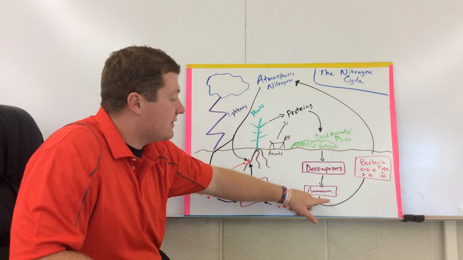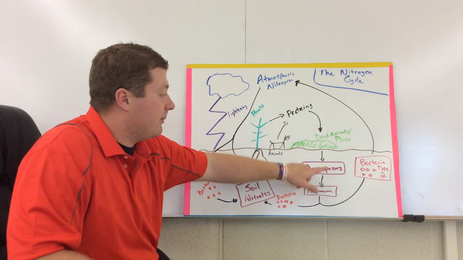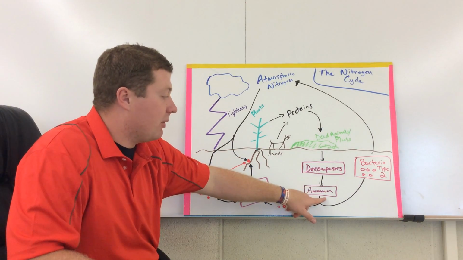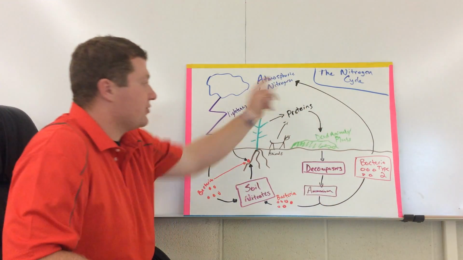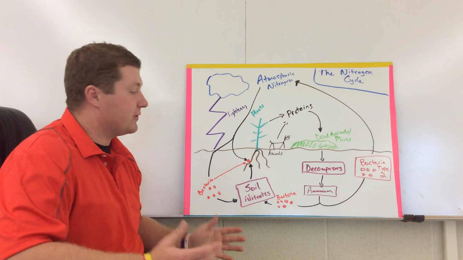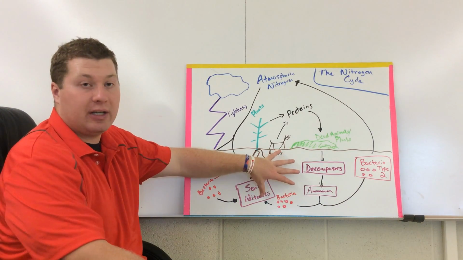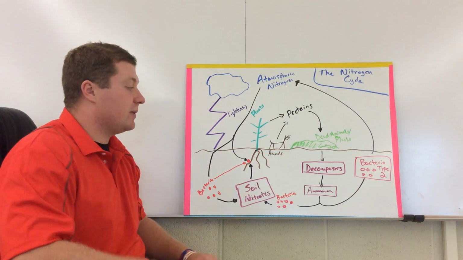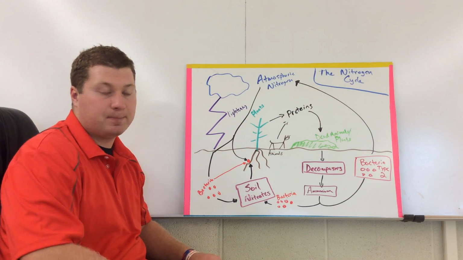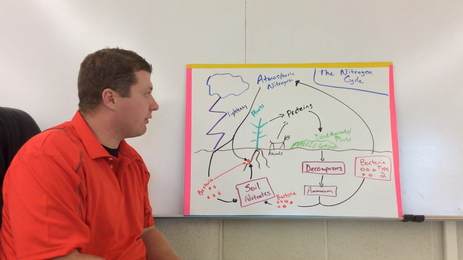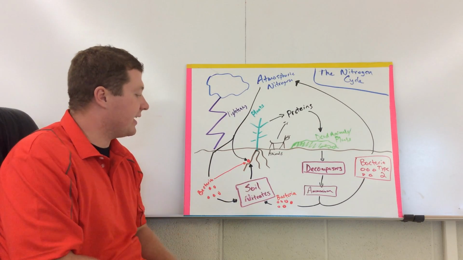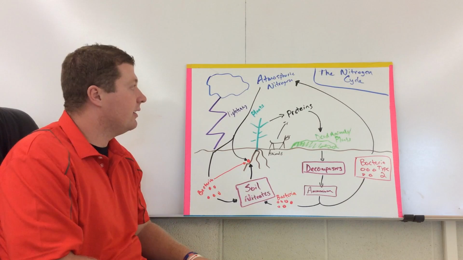The other means is if the dead animals go through the decomposers to the ammonium, there's a second bacteria type which actually allows that nitrogen to go back into the atmosphere, which is good because we don't want all of our nitrogen in the soil, because we need that in our atmosphere to basically keep our planet warm and everyone happy. So that's the nitrogen cycle. A few terms that you should know there as well.